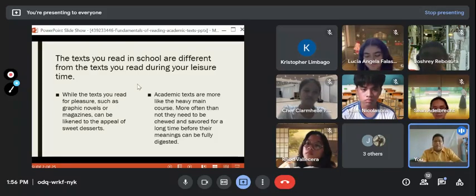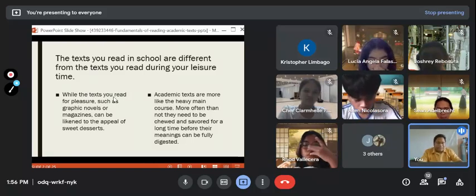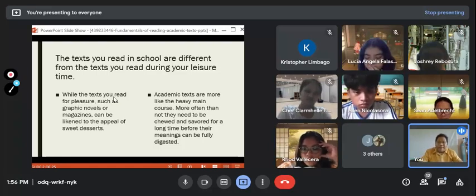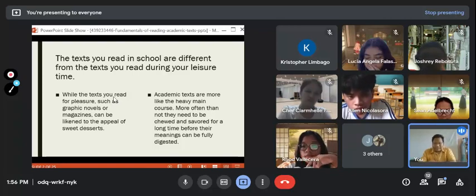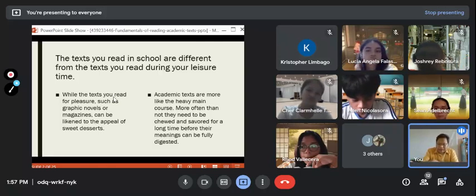Academic texts though are more like the heavy main course. More often than not, they need to be chewed and savored for a long time before they get fully digested. When you talk of magazines and novels, I'm not saying that you will not really understand their contents, but at some point, you can make them as passive as you want reading is compared to what we do with academic texts. Then this is now writing a paper.